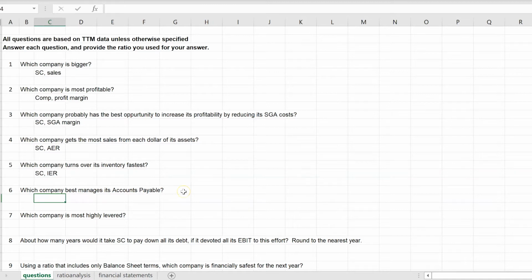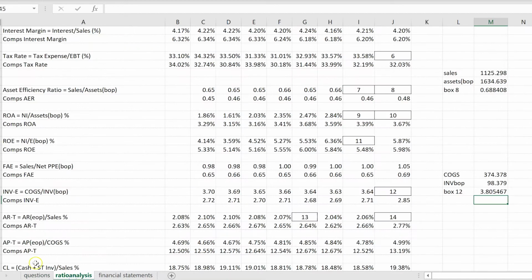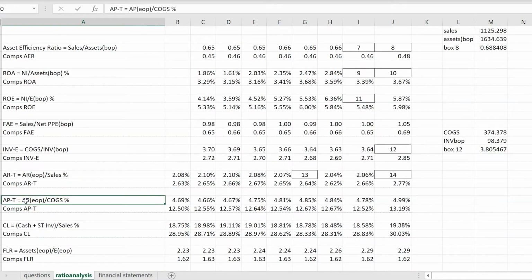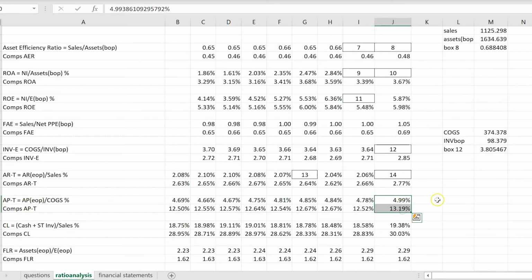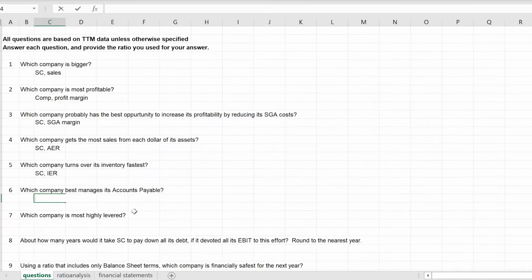Question number 6, which company best manages its accounts payable? So to answer this question, we are going to look at its accounts payable turnover ratio, which is down here, right there. And this is just accounts payable end of period divided by COGS. And you find those answers right here, and it looks like Sound Capture's is significantly less than its comparable's. So we're going to say that its comparable does a better job of managing its accounts payable. So we'll say comparable and the accounts payable turnover ratio.